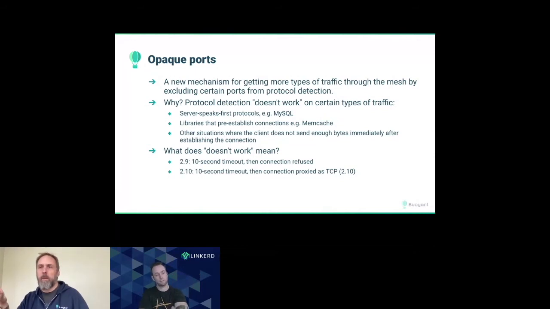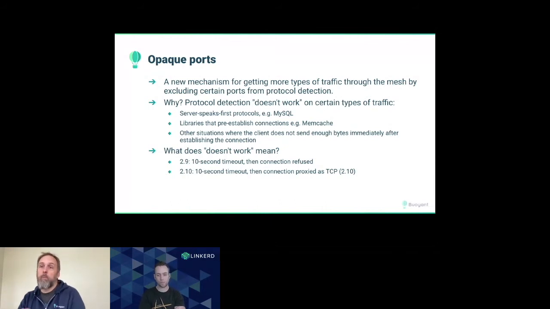The way skip ports works, it writes an iptables rule that says, hey, all traffic to and from this pod goes through the proxy, except for this thing that we've excluded. So in 2.10, we've introduced this idea of opaque ports, which basically says, hey, put the traffic through the proxy, but just disable protocol detection.